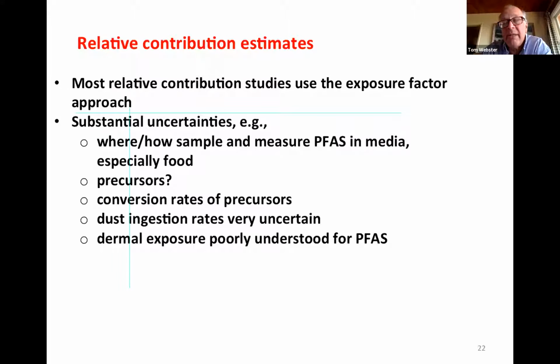And so it starts to matter a lot how you treat non-detects. You have to think about whether you're measuring precursors or not, because we know precursors are very important. You have to think about conversion rates of precursors into the stable things we see in blood. And then if you start moving out of diet to other things, if you want to look at indoor exposure, inhalation rates we know pretty well, but dust ingestion rates are really terrible for adults. We don't know that very well. And as I mentioned before, dermal absorption, really flux through skin, is very poorly understood for PFAS. And I don't necessarily believe very many of the models that are out there, because PFAS are just sort of weird chemicals.